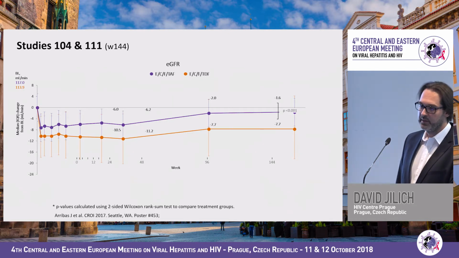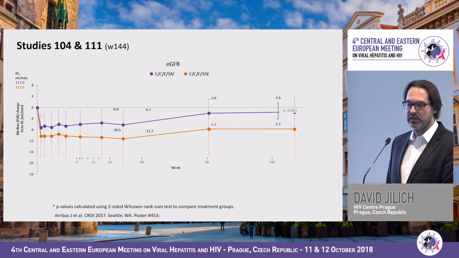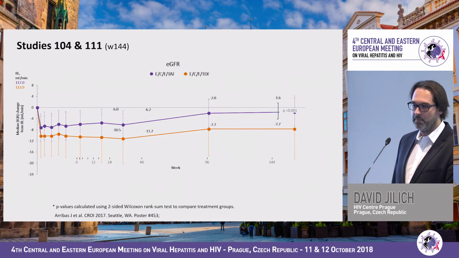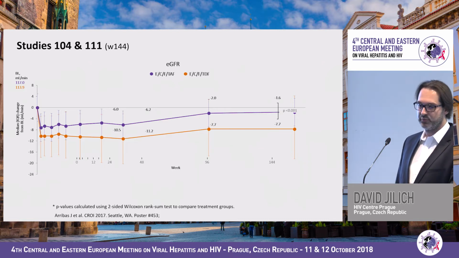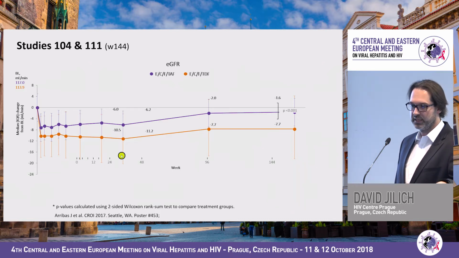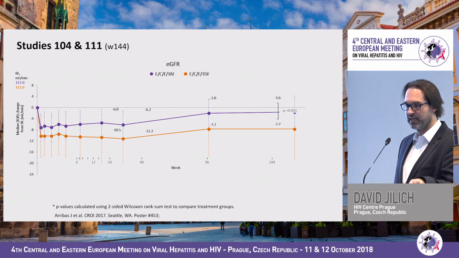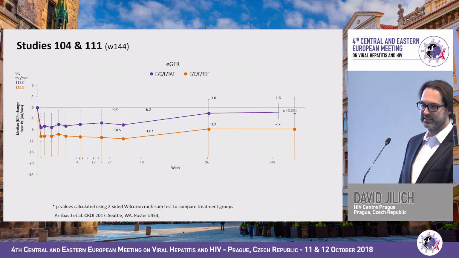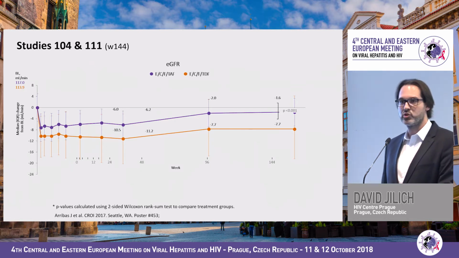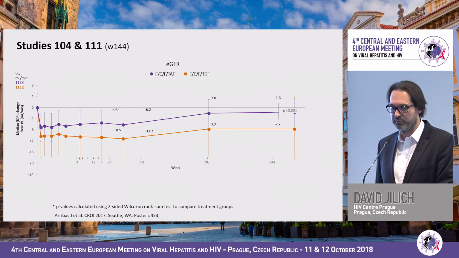And we see the decrease in eGFR in both arms, but with TAF, we see the smaller difference, especially getting smaller with time. It's closer to the baseline. So it just demonstrates what I've been talking about a few minutes ago.